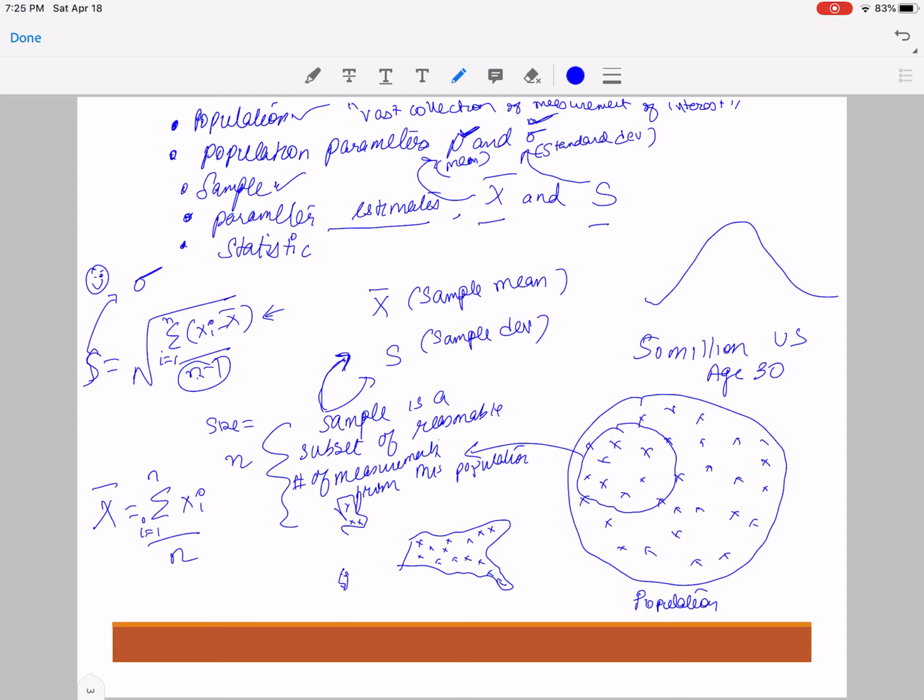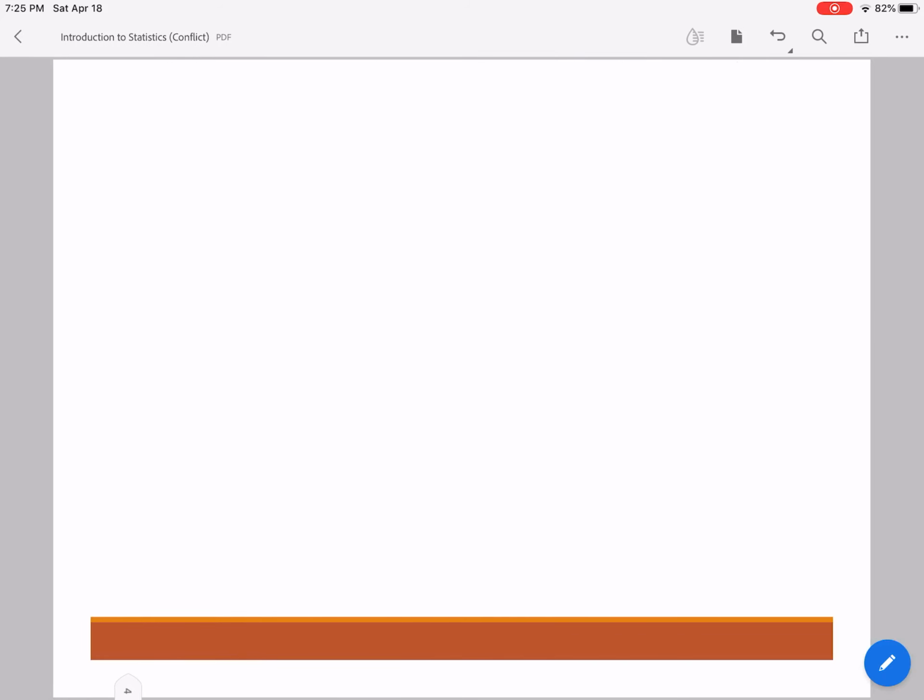And that's why X bar and S are called estimates, because they help us to estimate the population parameter. Now the next important term here is a statistic. And a statistic can be defined as follows. A statistic is a mathematical number that is extracted from the sample that helps you to describe the population.